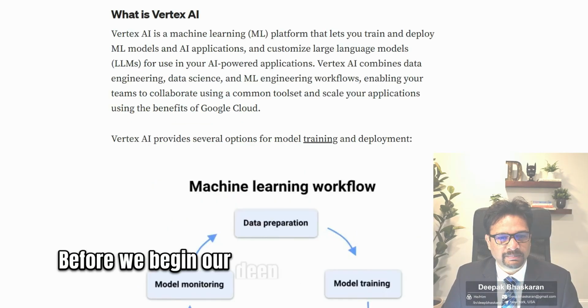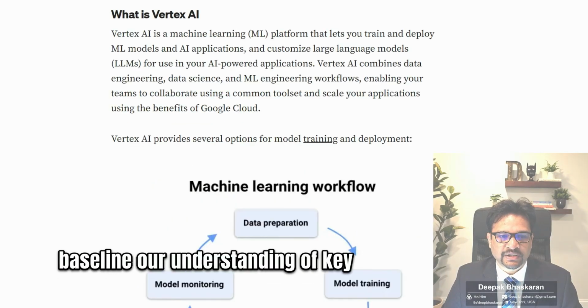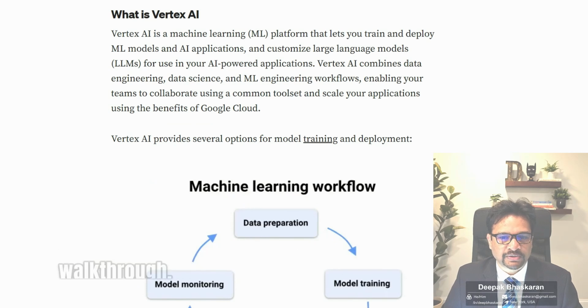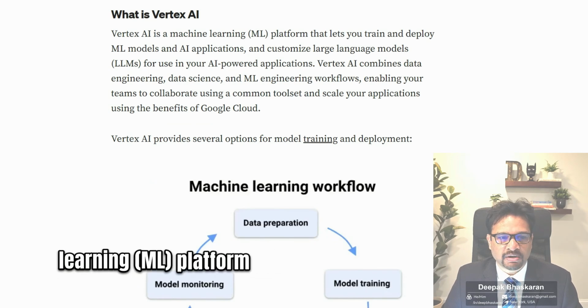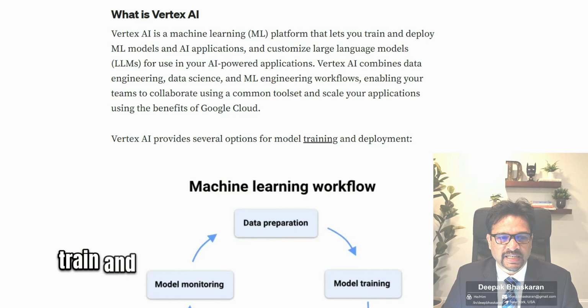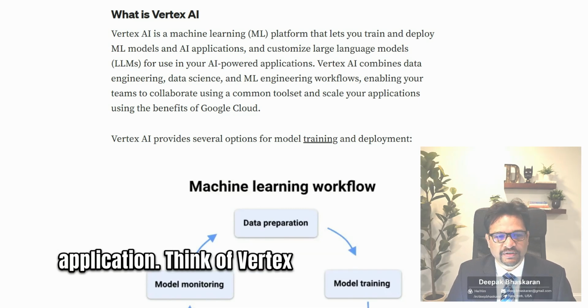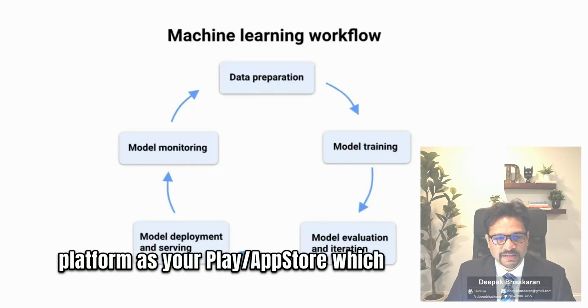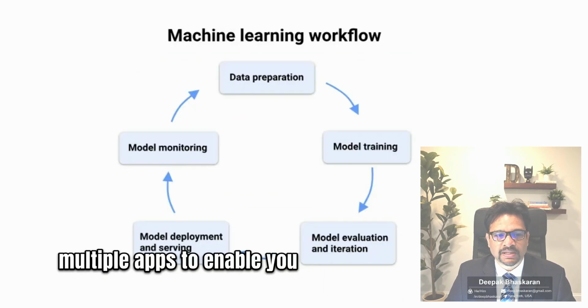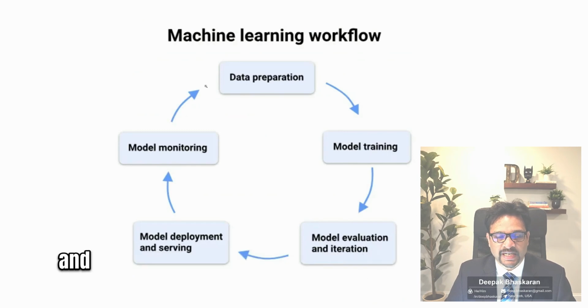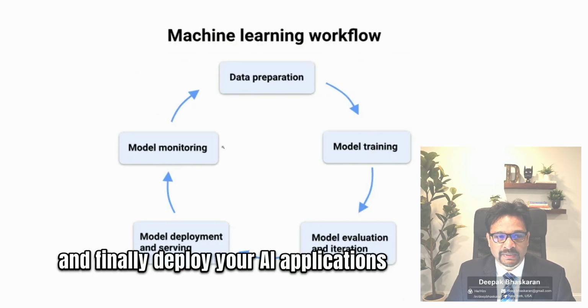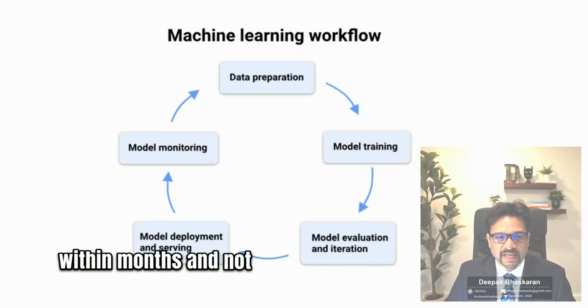Before we begin our deep dive, let's baseline our understanding of key terms that we will be using throughout this walkthrough. What is Vertex AI? Vertex AI is Google's machine learning, or ML, platform that lets you train and deploy ML models and AI applications. Think of your Vertex platform as your Play Store, which has multiple apps to enable you to manage the machine learning workflows end to end, and finally deploy your AI applications within months and not years.